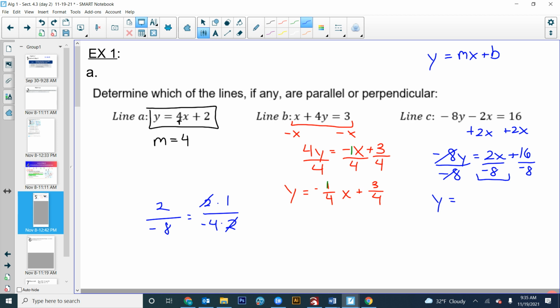So negative 1/4. Where does the negative go? I put it in front. You could put it up top. You could put it on the bottom. Do not put it both.